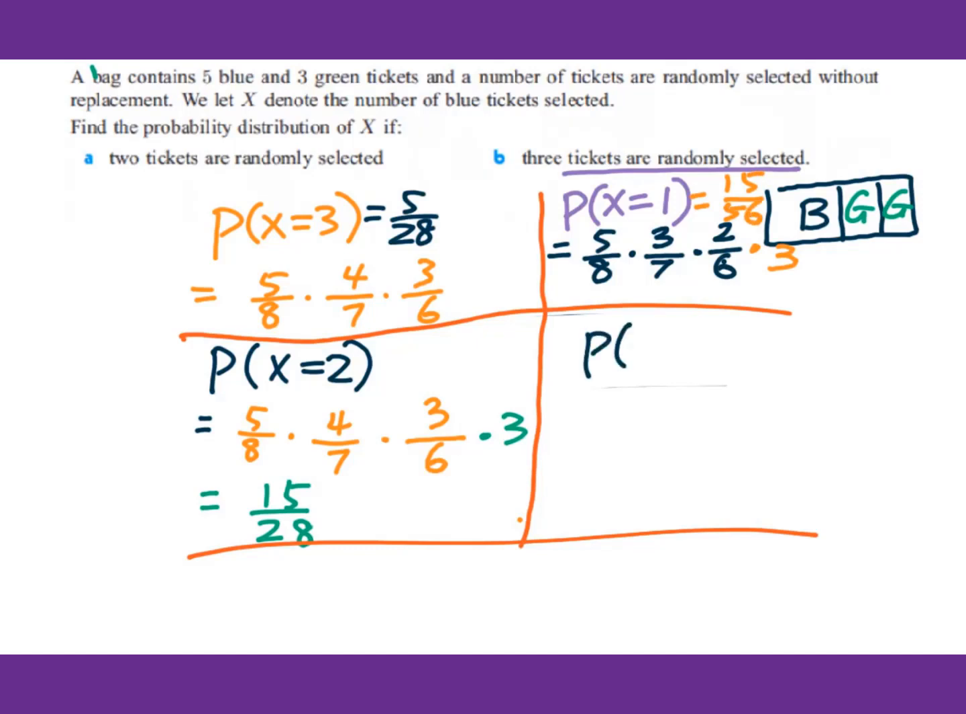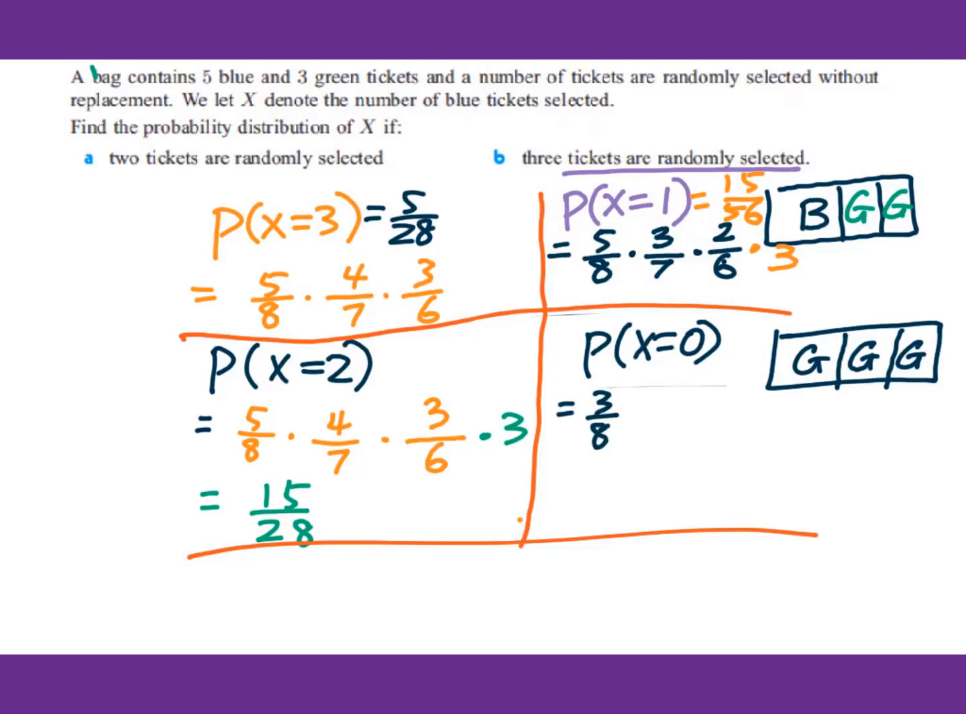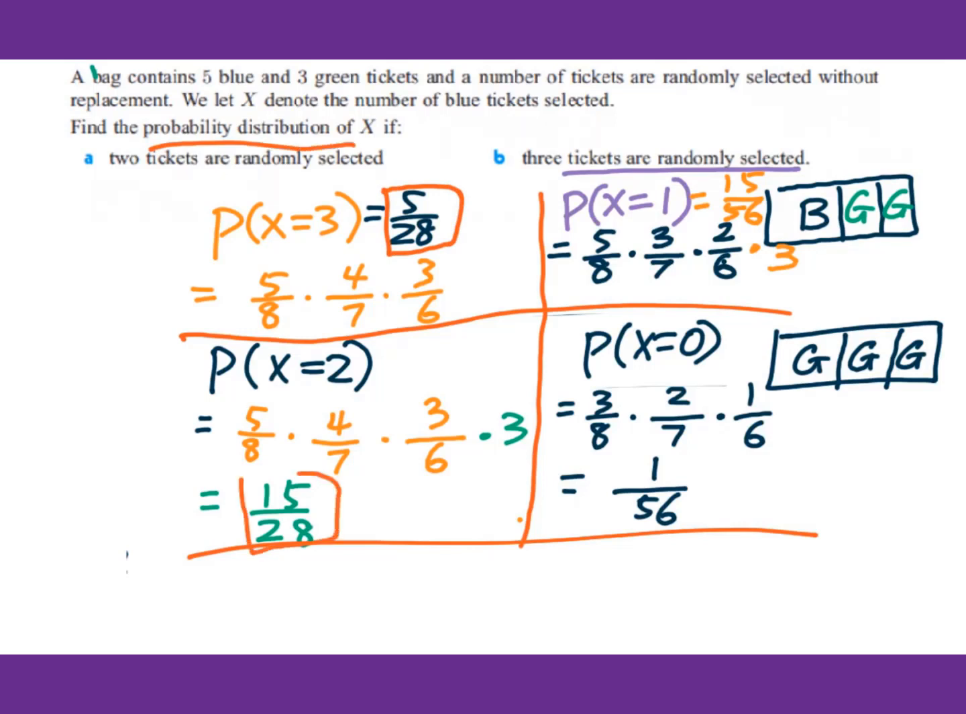Then we go to probability x equals 0, which means you need to get all green. So you have 3/8 times 2/7 times 1/6. You will get 1/56. This will be the probability distribution when x equals 3, 2, 1, 0.